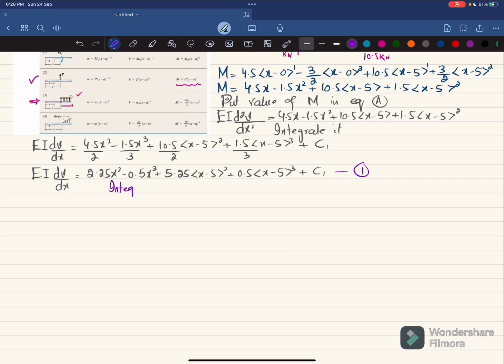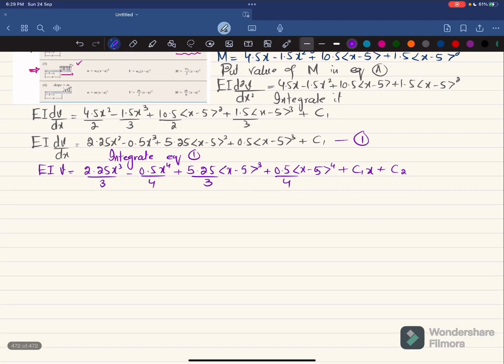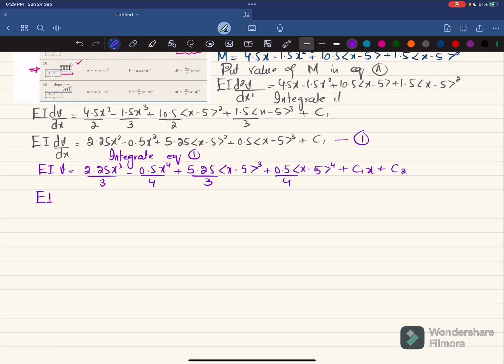So integrate this equation 1, you will get EI into V, which is deflection, is equal to 2.25 x cube divided by 3 minus 0.5 x power 4 divided by 4 plus 5.25 into x minus 5 power 3 divided by 3 plus 0.5 into x minus 5 power 4 divided by 4 plus C1x, and there will be another constant of integration which is equal to C2.